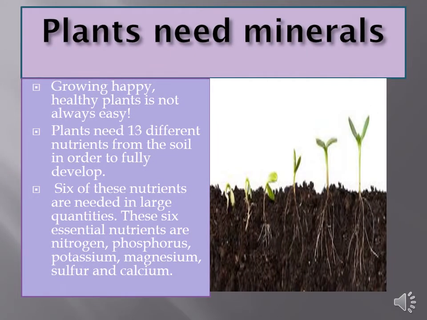Growing happy, healthy plants is not always easy. Plants need 13 different nutrients from the soil in order to fully develop. Six of these nutrients are needed in large quantities. These six essential nutrients are nitrogen, phosphorus, potassium, magnesium, sulfur, and calcium.